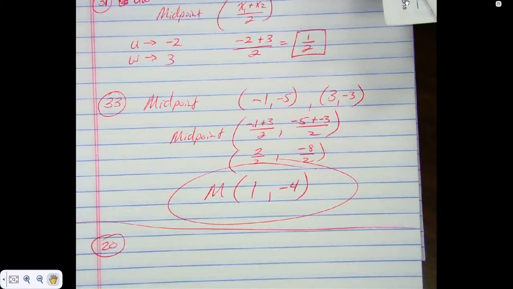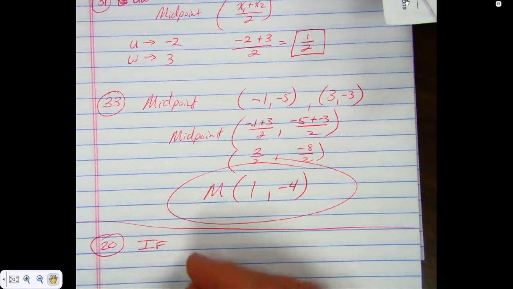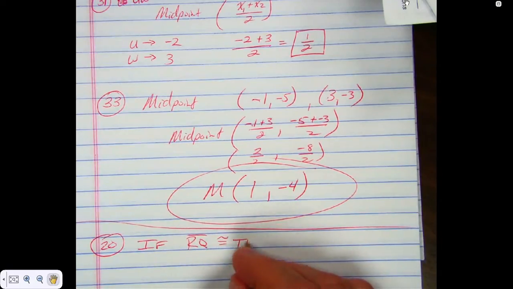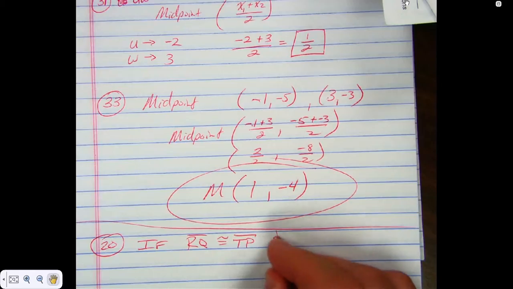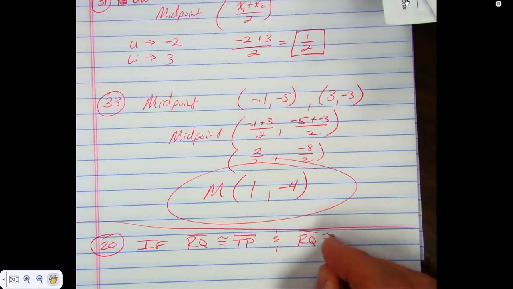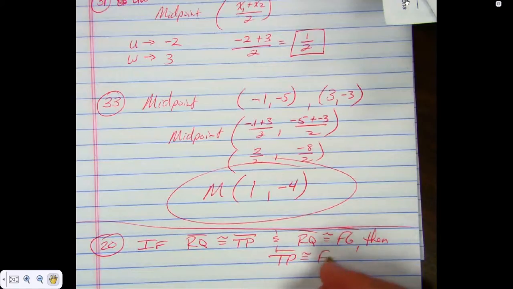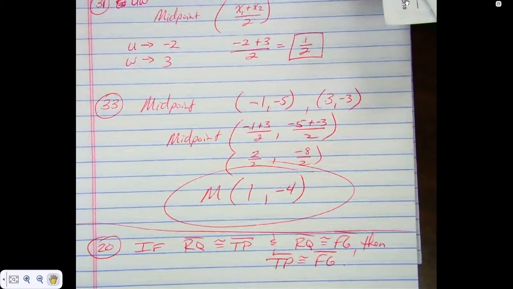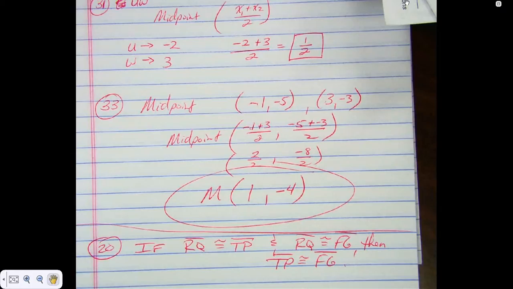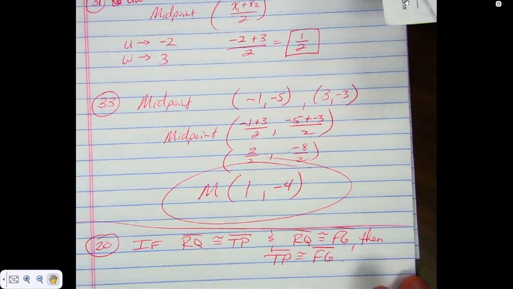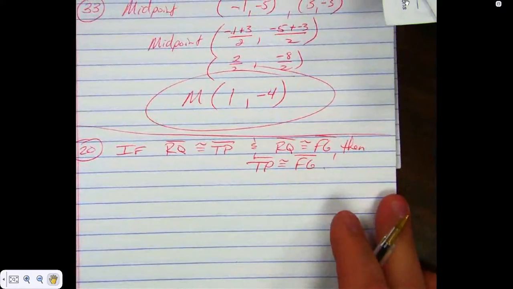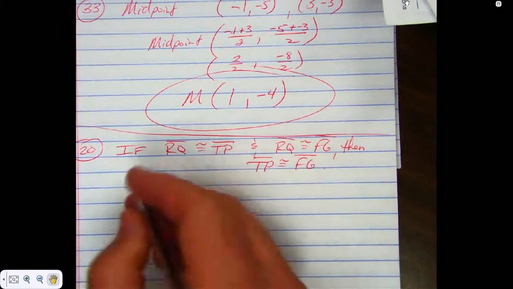Okay, determine whether each statement is true or false. It says if RQ is congruent to TP and RQ is congruent to FG, then TP is congruent to FG. Correct? First of all, you just got to look at your statement, see what's been given to you. And sometimes it helps to draw a picture.